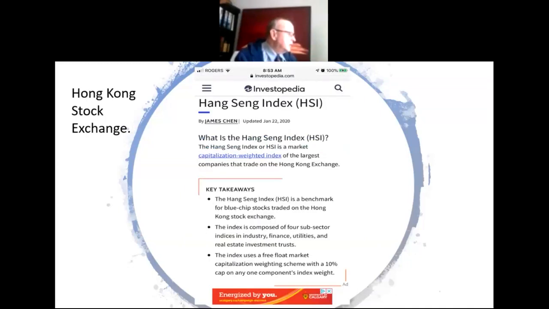In Hong Kong, the stock market is the Hang Seng index, and this is blue chip stocks traded on that exchange. It's composed of 4 subsectors: industry, finance, utilities, and real estate.